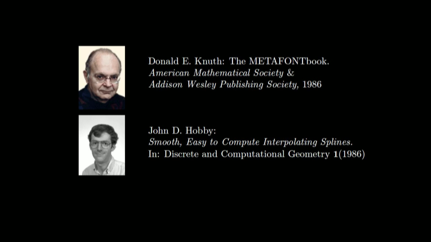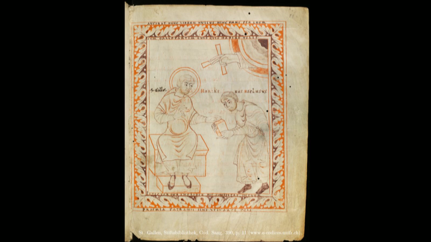Let me give you some background as to my motivation to write this program. I am preparing an edition of a famous book which is more than 1,000 years old. It was written by a man named Hartker. He was a monk of the Abbey of St. Gall in Switzerland. He's the one on the right hand side, and you can see his name written above his head. The other person is St. Gallus, the founder of the monastery.